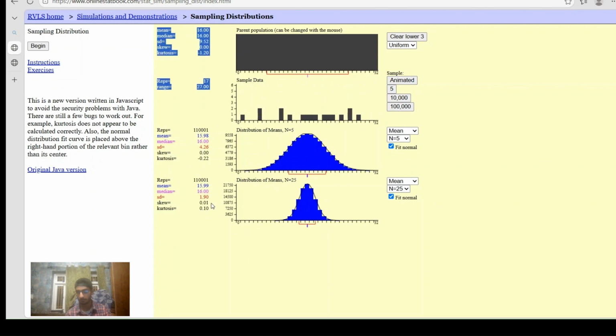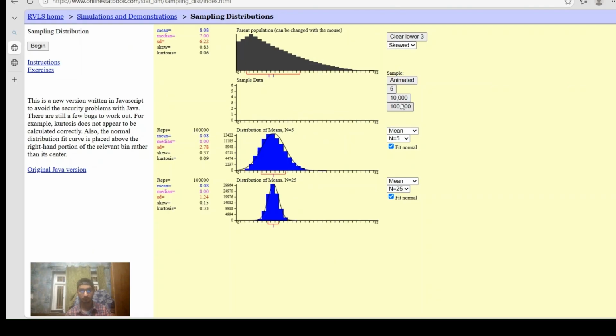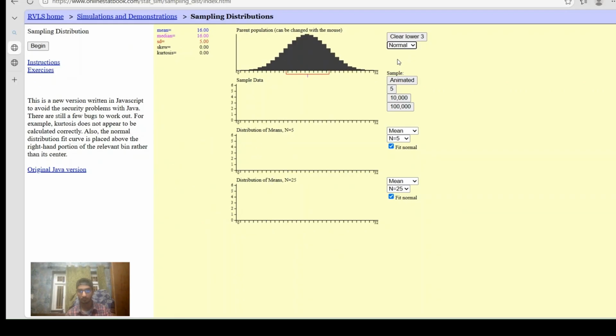Taking just one sample isn't enough to see the magic. Let's speed things up and pull 10,000 samples at once, a few times over. Look at what happens. Even though our original parent population is totally flat, the distribution of our sample means forms a classic bell curve, a normal distribution. Notice how the bottom curve, representing the larger sample size of 25, is much narrower and tighter than the curve for a sample size of 5.